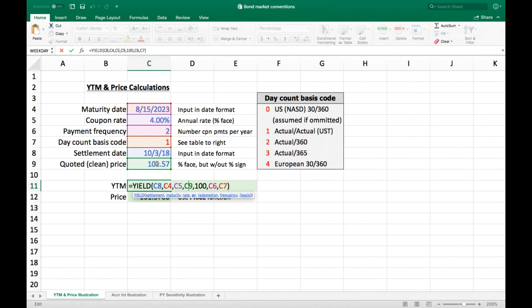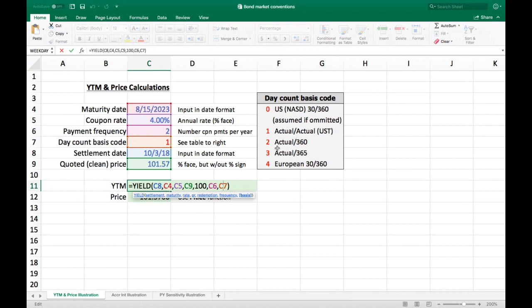C9 is the price expressed as a percent of face, but without the percent sign. The face value, or amount at redemption, is 100. C6 has the payment frequency, so 2, as it would be for a US Treasury bond. And then finally the basis, which is using basis code 1.